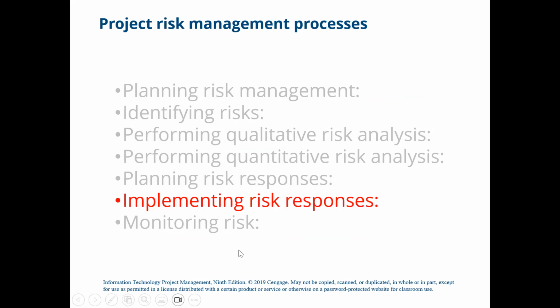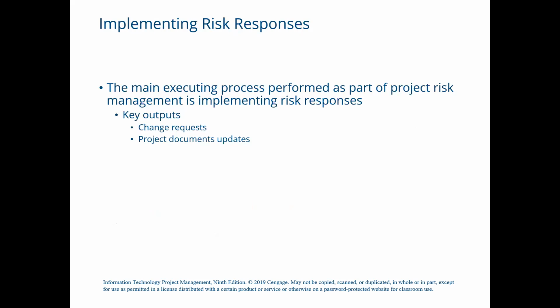Now we are moving to another process, which is implementing risk responses. Implementing risk responses means putting the risk response plan into effect. The main executing process performed as part of project risk management is implementing risk responses. The key outputs for this phase are the change requests and the project document updates.